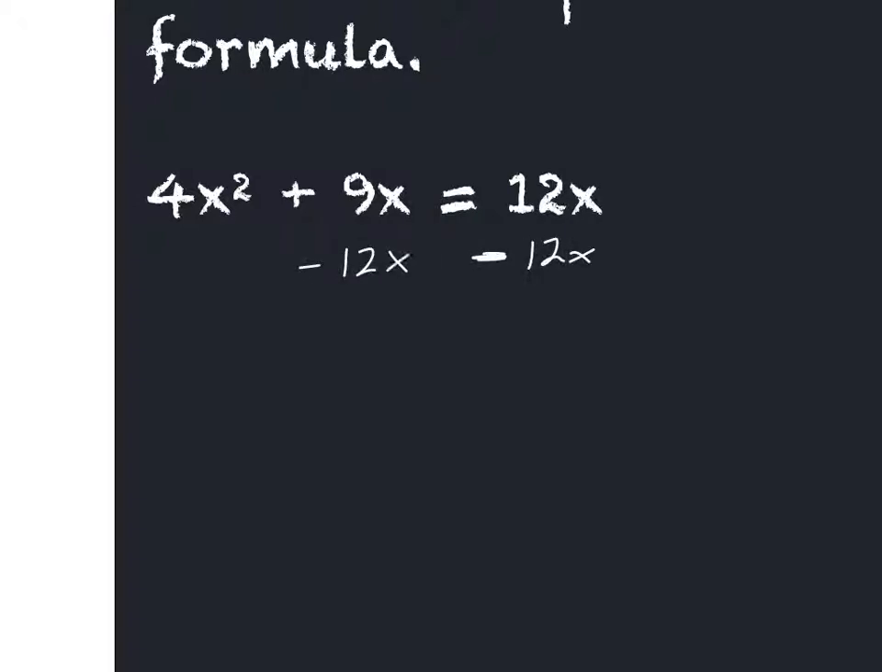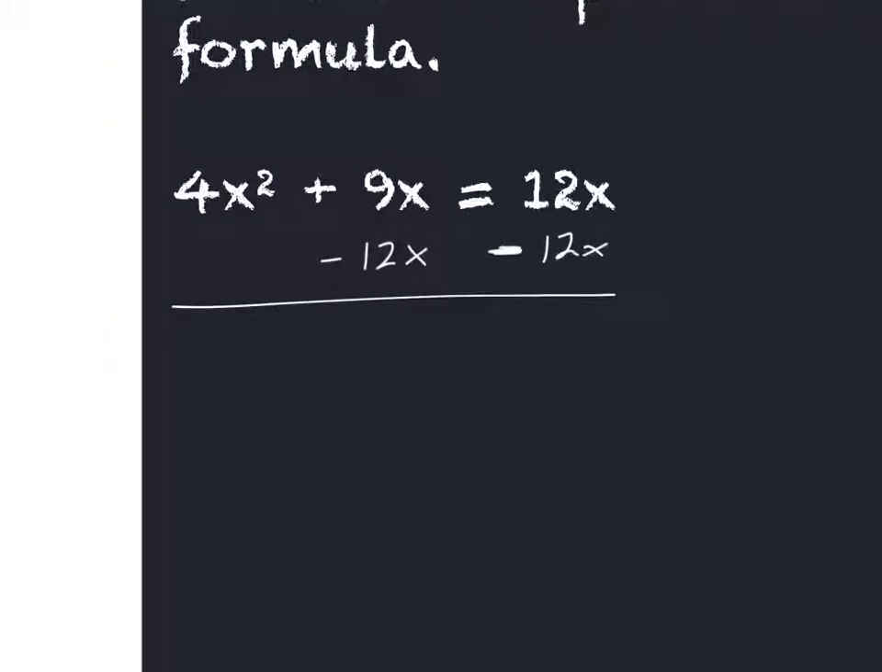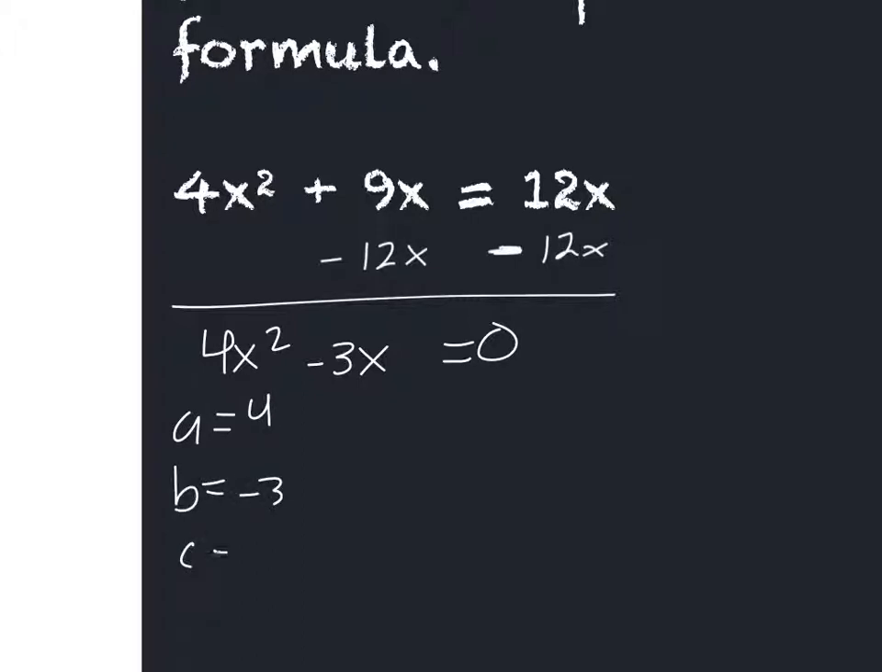And if you do that on both sides, you end up with 4x squared. And then 9 minus 12x would be negative 3x, and that equals 0. Then you would identify your A value, which is 4, your B value, which is -3, and your C value, which is 0. And you would plug that into your quadratic formula.